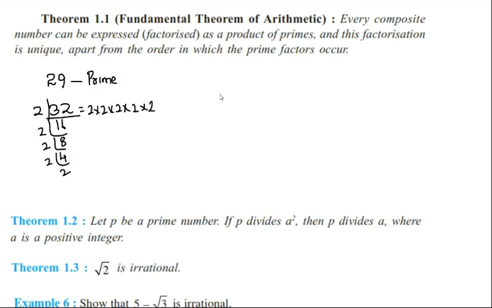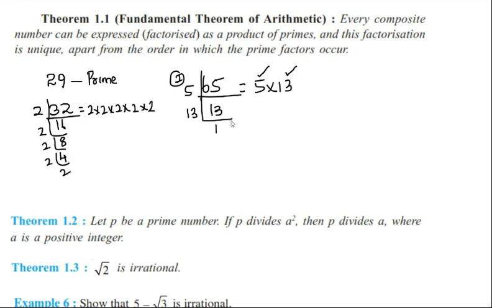Then we'll take some other number. 65 I'll take. This number is divisible by 5. We know 5 13s are 65. So 65 can be written as 5 into 13. 5 is a prime number and 13 is also a prime number. It doesn't have factors more than 2.